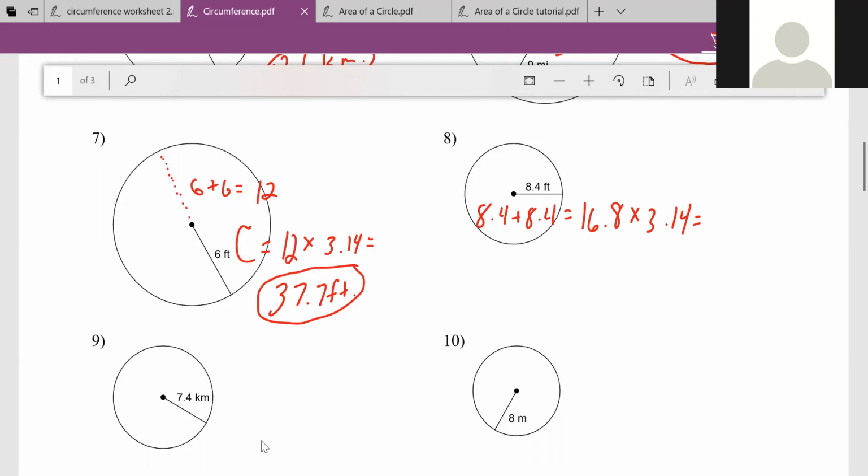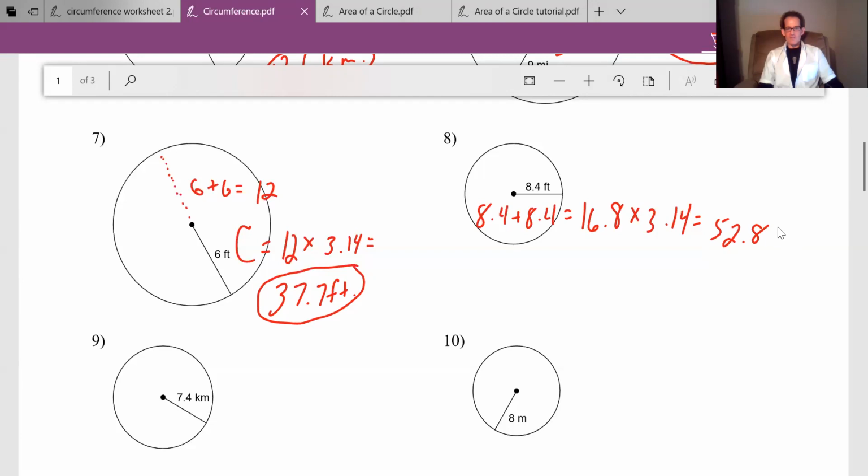52.5. We could round that up to 52.8 if we round it to the nearest tenth. 52.8 feet for number 8. Let's look at number 9.